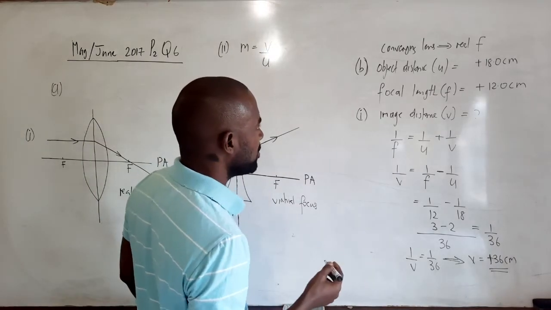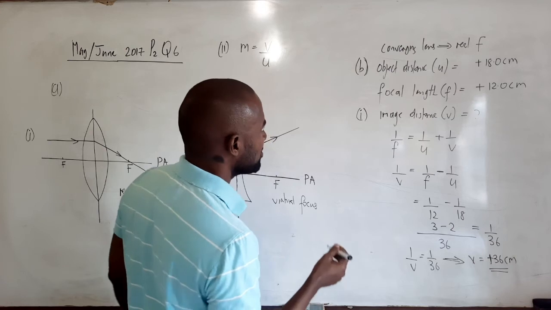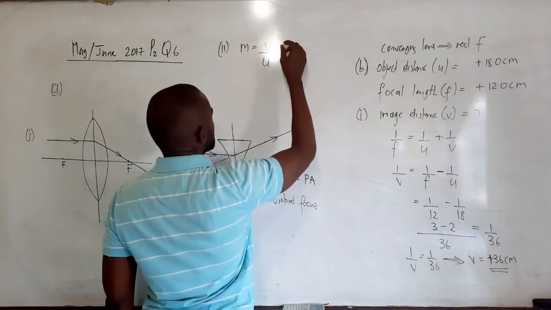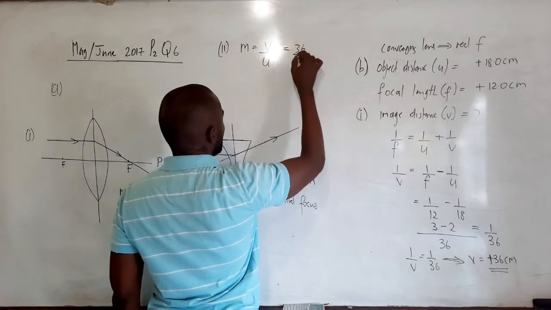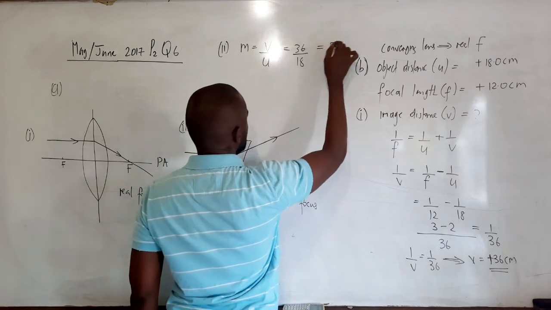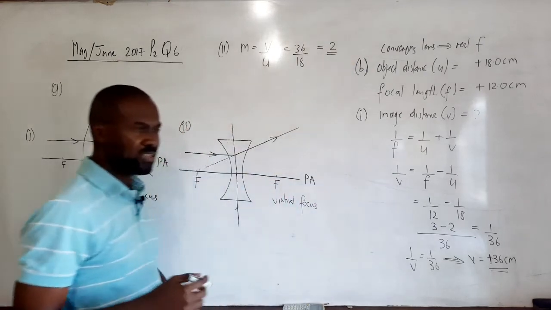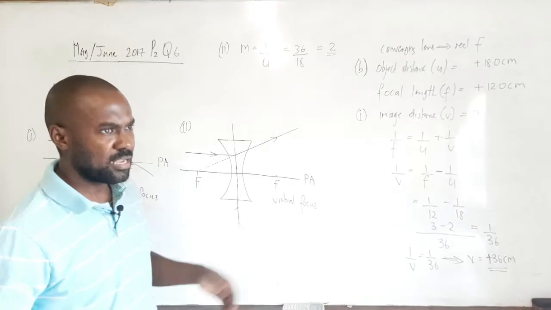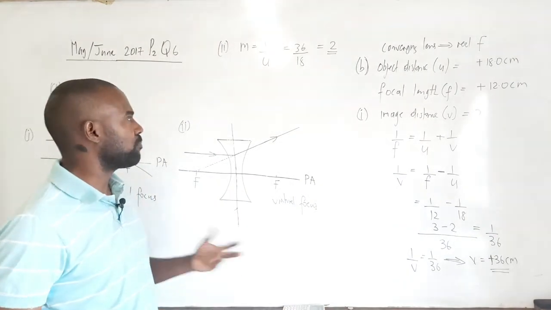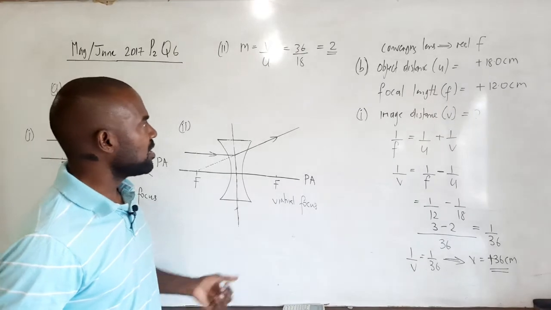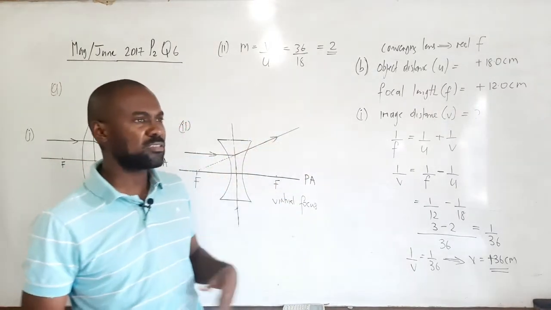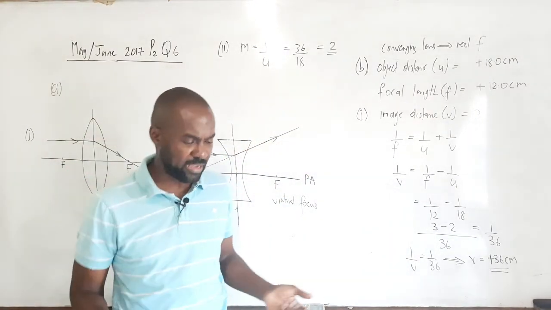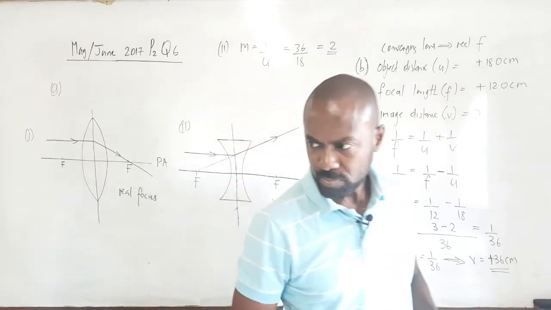right? And so this gives us 36 divided by 18, which gives us 2. So the magnification is just a pure number, as it is a ratio of 2 distances. It tells how much larger the image is compared to the object. And so this clearly tells us that the image is twice as large as the object. It is twice the size of the object, right?